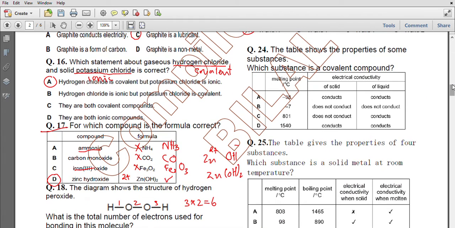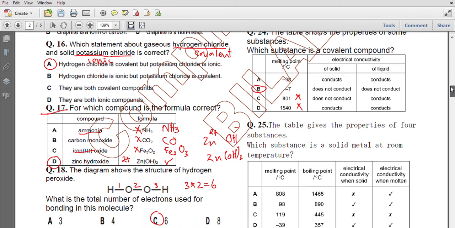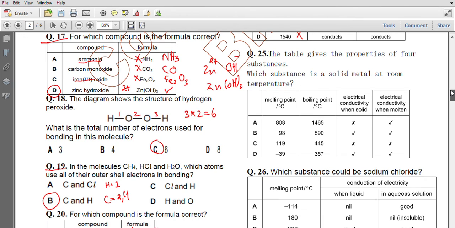Question number 24. The table shows the properties of some substances. Which substance is a covalent compound? Covalent compounds usually have low melting and boiling point. So we have to eliminate option C and option D. So we're left with 2 options. Secondly, we know that covalent compounds generally do not conduct electricity in any of its form. So we have to choose option B as the correct option. So the hint for you is to recall the general properties of covalent molecules, compounds. You can understand this question easily.